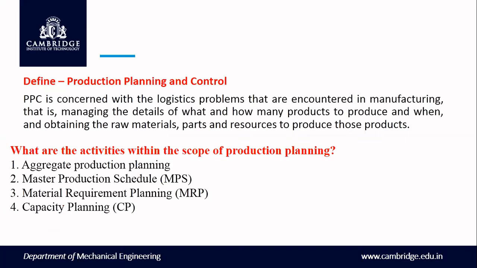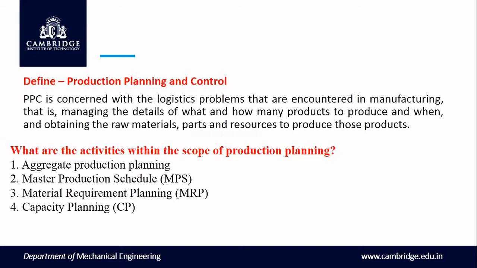Production planning is concerned with the logistic problems. After the process planning is done, the parts will be produced. After the parts are produced, they should be transferred from the factory to the customer. That will be taken care of with the help of a production planner. These are the logistic problems encountered in manufacturing, that is, managing the details of what and how many products to produce and when, and obtaining the raw materials, parts and resources to produce those products. This involves all the parameters you are supposed to have in production planning.